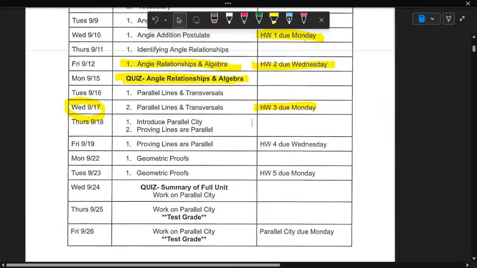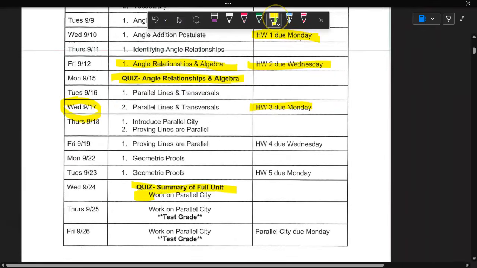We have two quizzes this unit, and then instead of a test, we're going to be working on parallelicity. I say instead of a test, we probably will still have the DEUA at least, but this project will be a test grade.